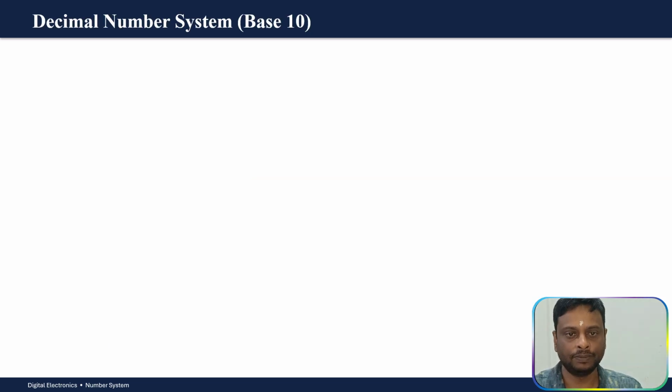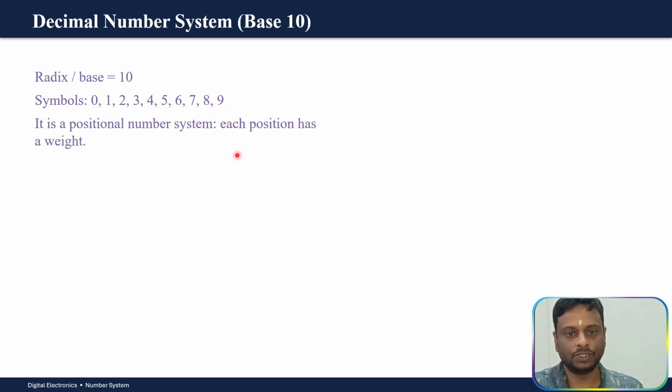Next one is the decimal number system. So we will see what the decimal number system is. The base or radix of the decimal number system is 10. The symbols used, as I have told you, are 0, 1, 2, 3, 4, up to 9. It is a positional number system. Each position has some weight. The integer and fractional parts are separated by the decimal point, which is the radix point.